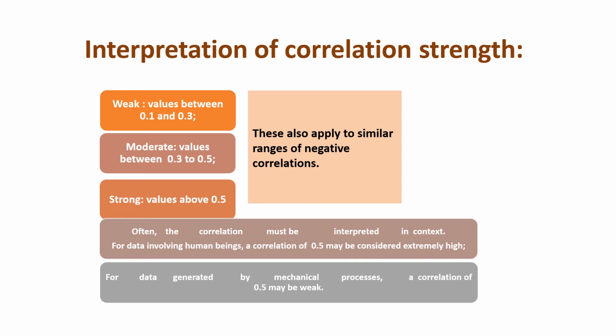Another point is that correlation must often be interpreted in context. All these correlation values depend upon the context. If you are dealing with human beings data, 0.5 is an extremely high value, meaning a strong relationship. And if you are dealing with mechanical processing data, a correlation of 0.5 states that it is a weak correlation. So this is the interpretation of correlation values.